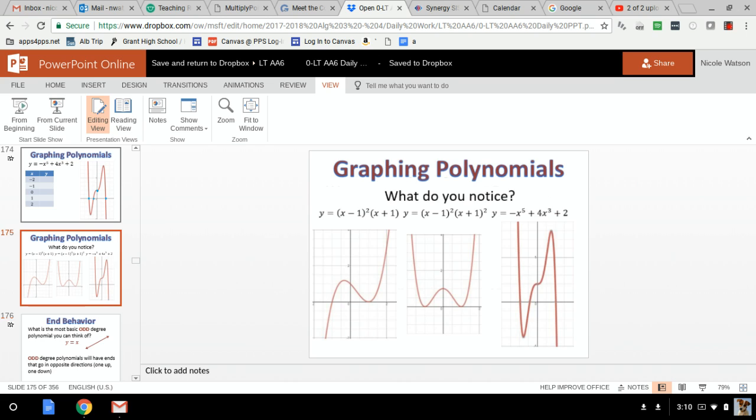I noticed something about their ends. On this one, one end went down and one went up, and it had 3 different x-intercepts, and the degree was 3. I know you think this is 2 right here, but we'll talk about why it's like that. On this one both ends went up and it had a degree of 4. This is 2 x's and that's 2 x's. And this one went up and this one went down, a degree of 5.